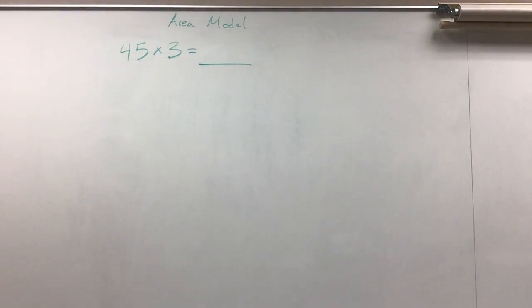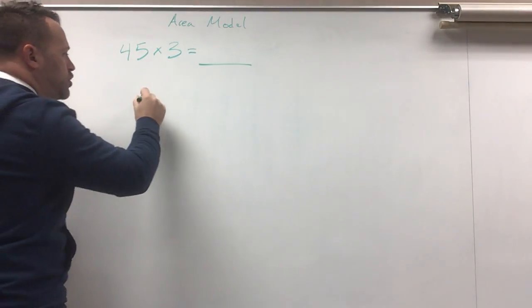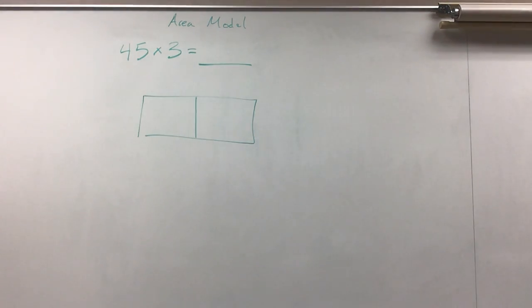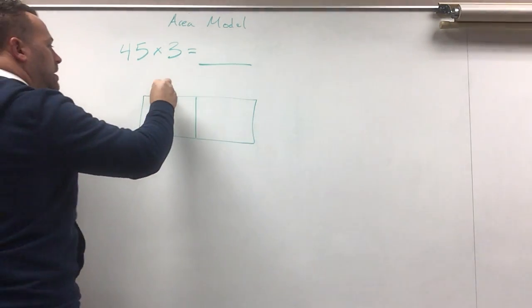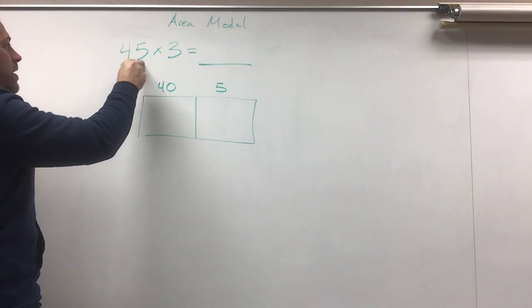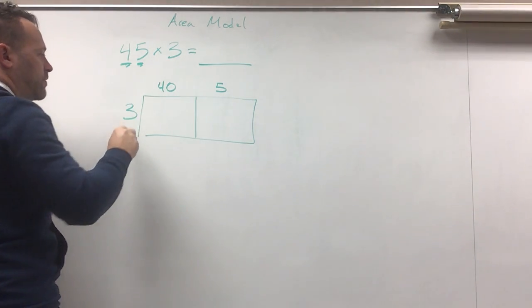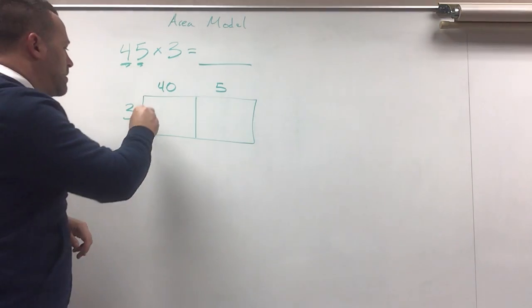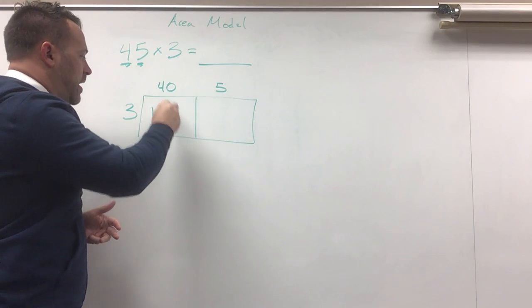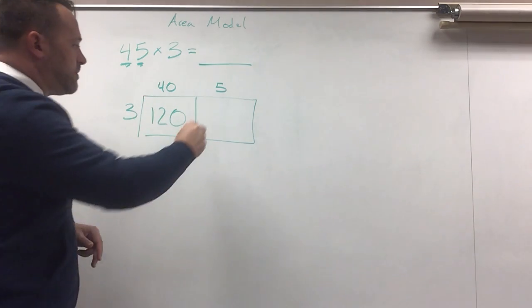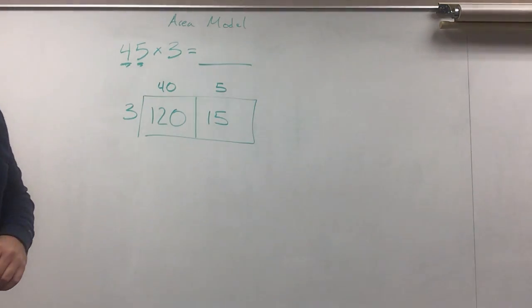What do I do first? How many boxes? 2 boxes going across, because I have 2 digits here. Go ahead, you label your boxes. Good, 40 and 5. It's not just a 4, it's a 40. 40 and 5 times 3. I don't know what 40 times 3 is, but I do know 3 times 4 is 12. Add the 0, right? 3 times 5, I can count by 5s. 5, 10, 15. Put that there. Last step, add them together.